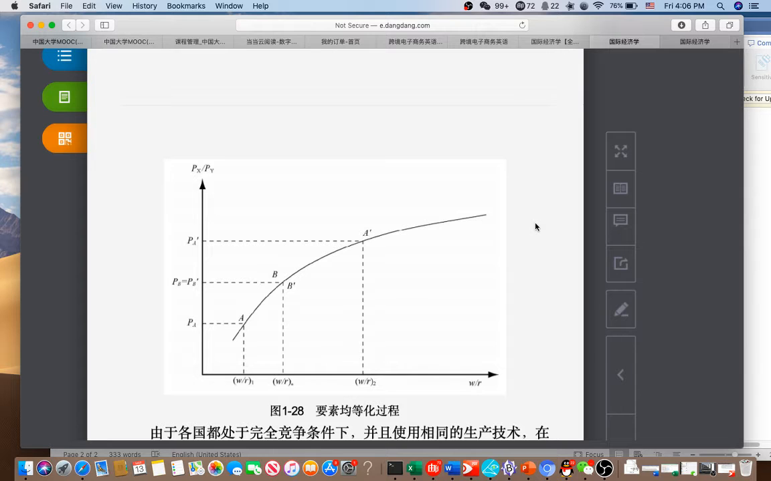Before trade, the wage to the labor to capital price return in the two countries is A prime and A. They converge to the price after trade, B and B prime. They converge to 1. So that's why the factor price equalization happened in this case.